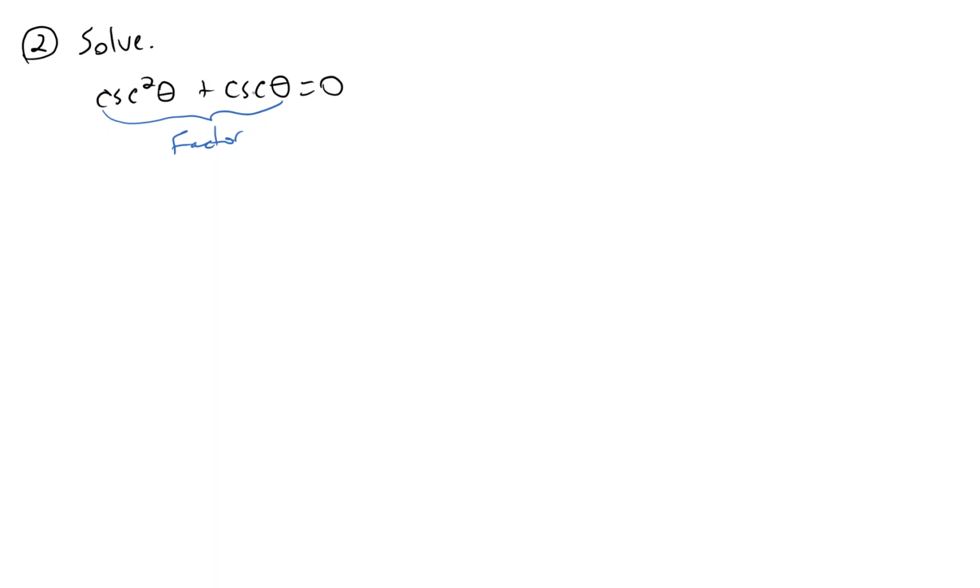And I can see that those two terms have a cosecant of theta in common. So I'm going to factor out cosecant of theta. And when I do that for cosecant squared, it's going to leave behind a cosecant theta, because cosecant theta times cosecant theta is cosecant squared theta. And when I factor a cosecant theta out of cosecant theta, it leaves a plus 1, because cosecant theta times 1 is cosecant theta. And of course, that all equals 0.